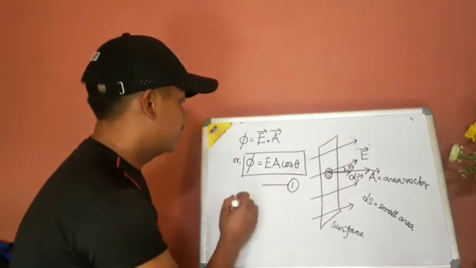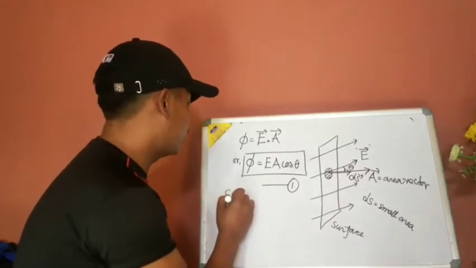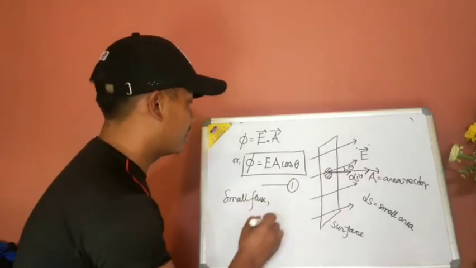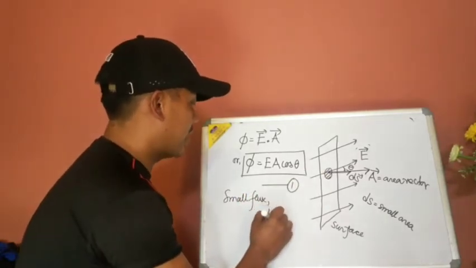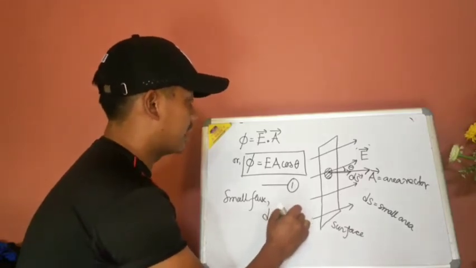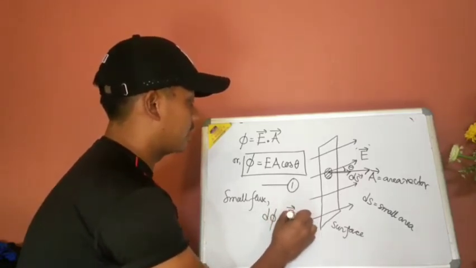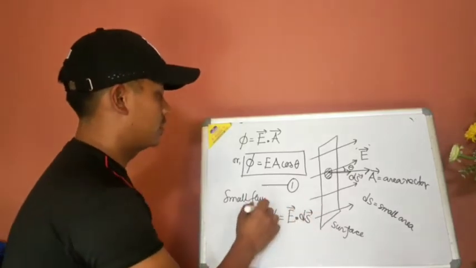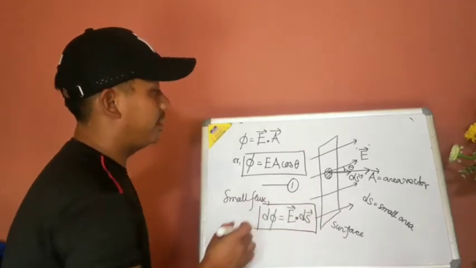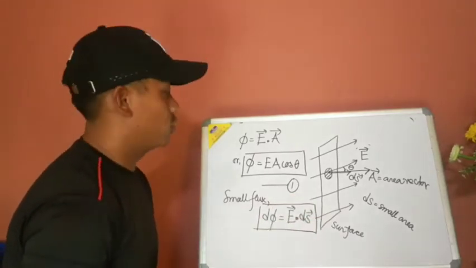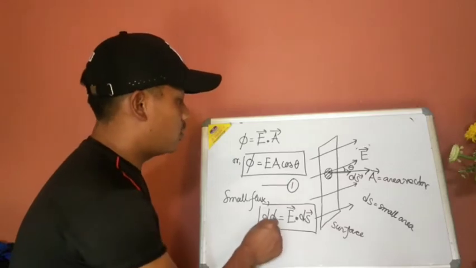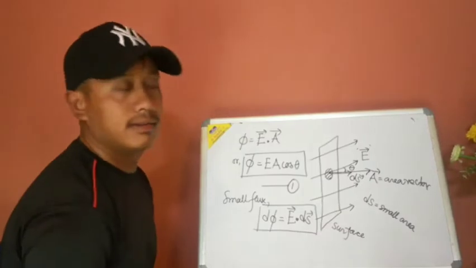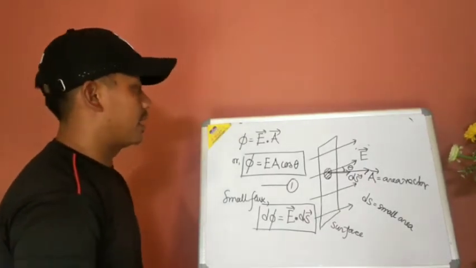So with the small area, the flux is small. The small flux d phi is equal to E vector dot ds vector. So what is d phi? D phi corresponds to the small electric flux linked with the small area ds.